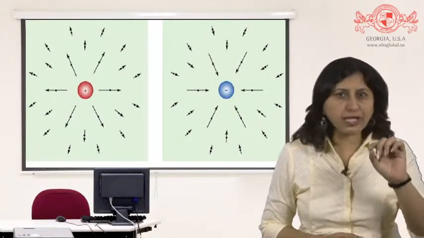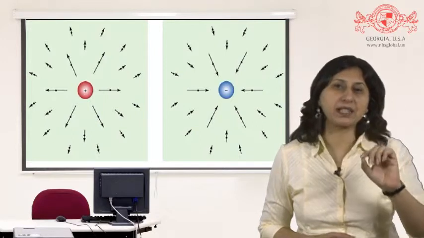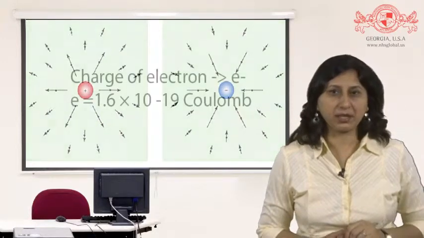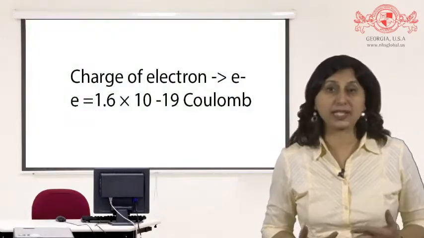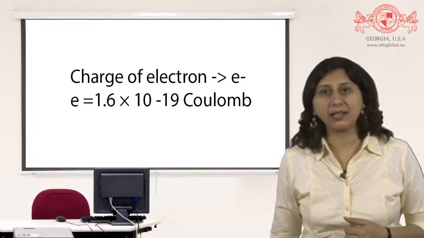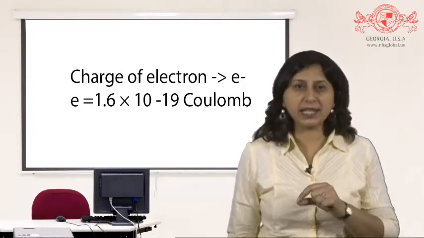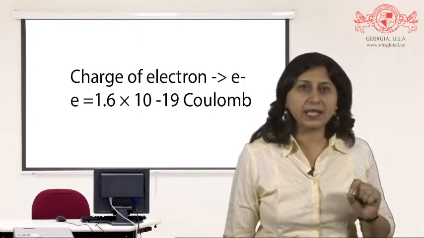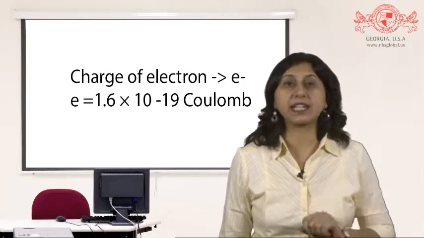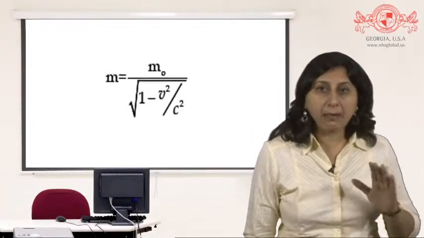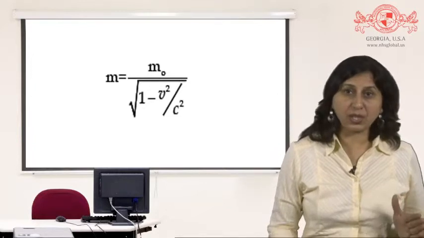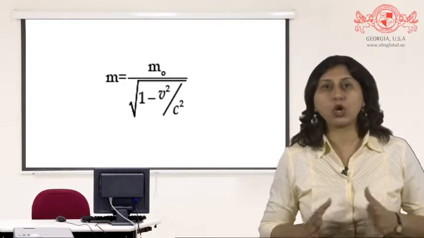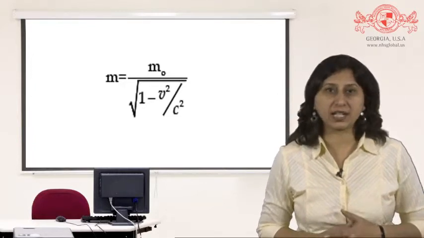An electron is one of the fundamental particles constituting the atom. The charge of an electron is denoted by -e. The magnitude of e is 1.6 times 10 to the power -19 coulomb. The mass of an electron changes with its velocity in accordance with the theory of relativity.